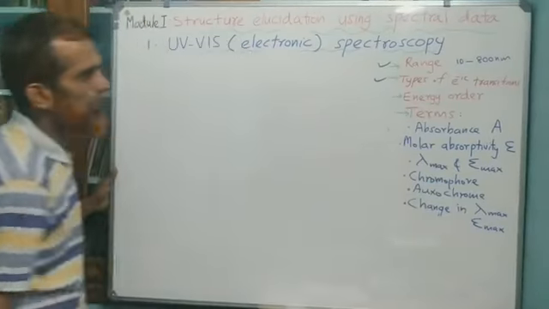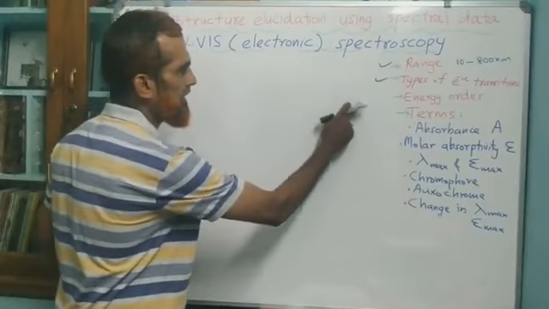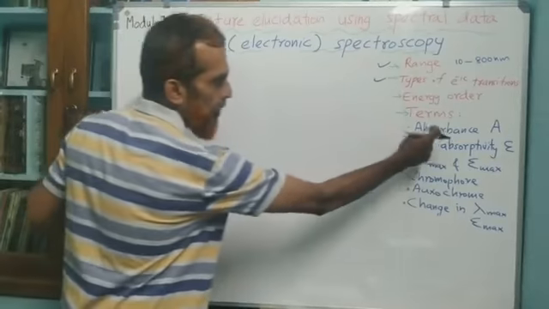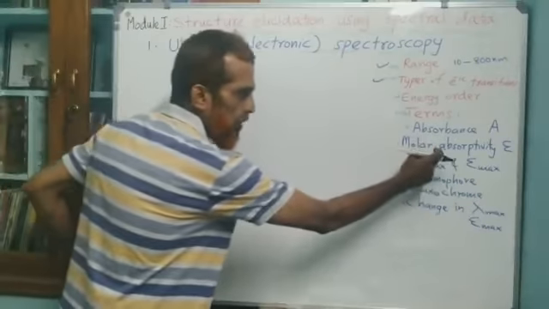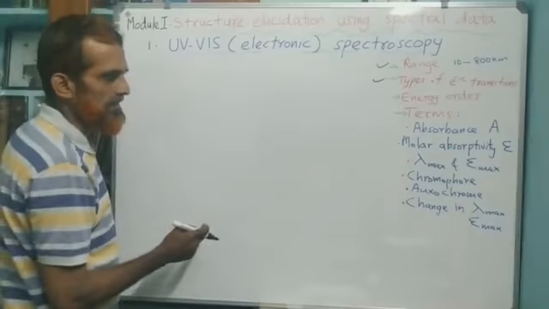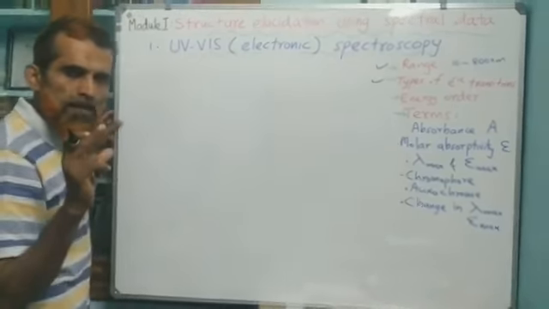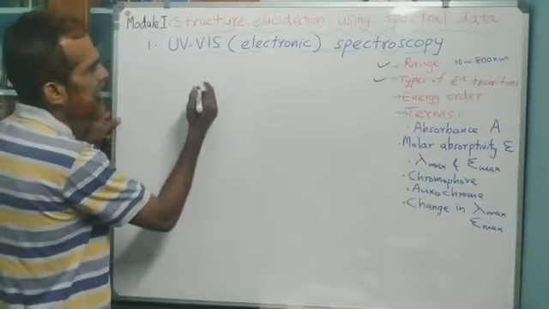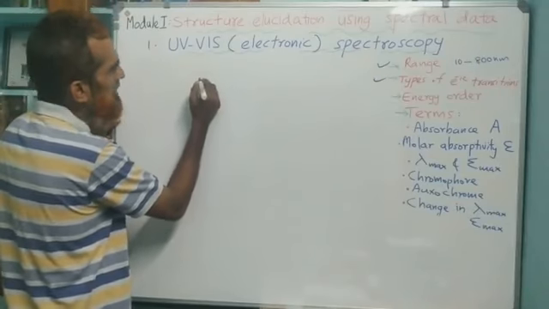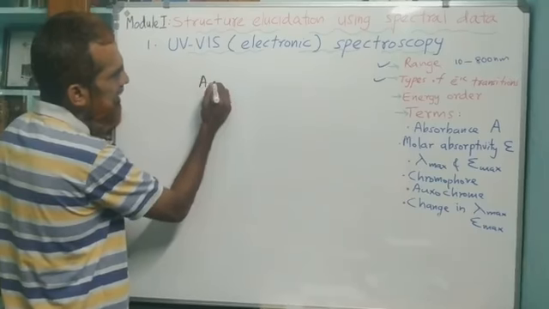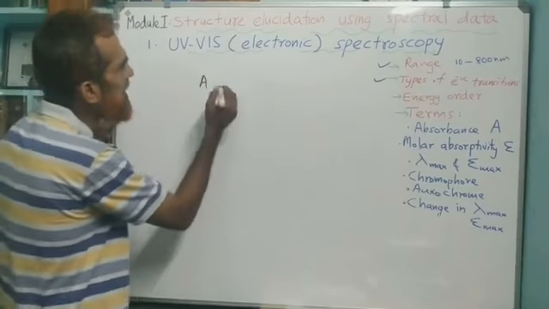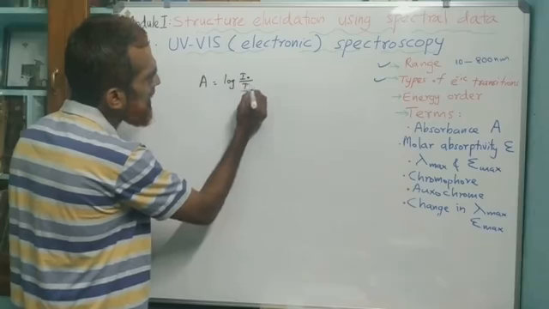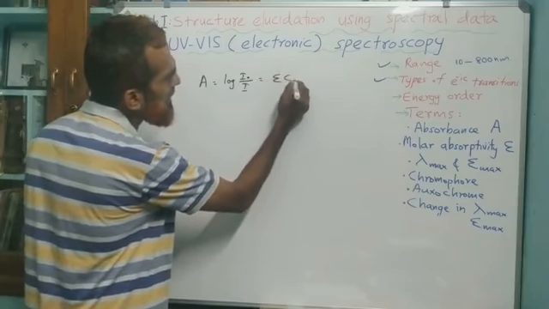Now, there are some technical terms associated with electronic spectroscopy, like absorbance, molar absorptivity, epsilon, etc. This comes from an important law called Beer-Lambert's law, which you might have learned earlier, which is mathematically represented as absorbance A, also called optical density, is equal to log I0 by I, which is equal to epsilon C L.